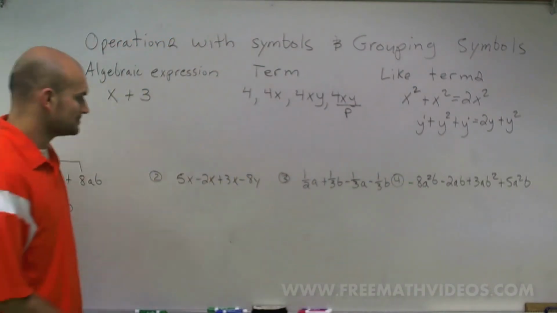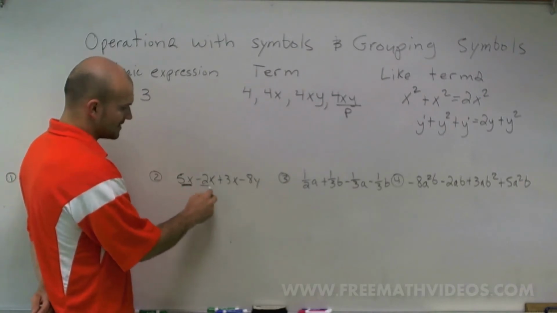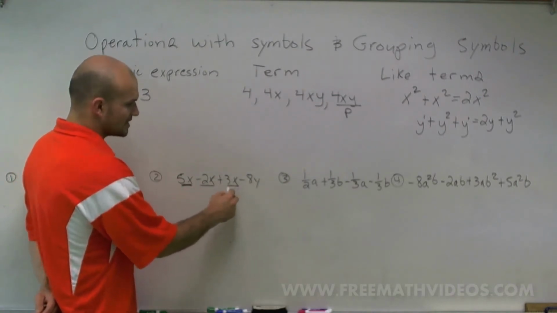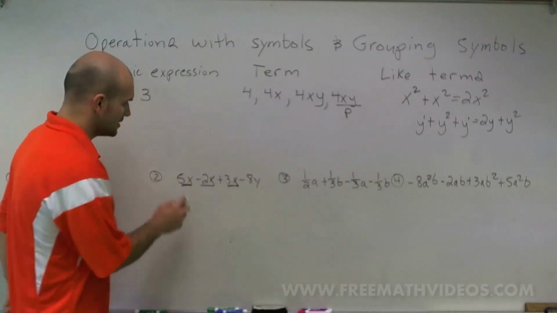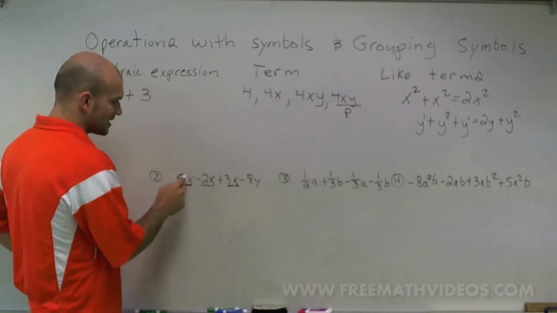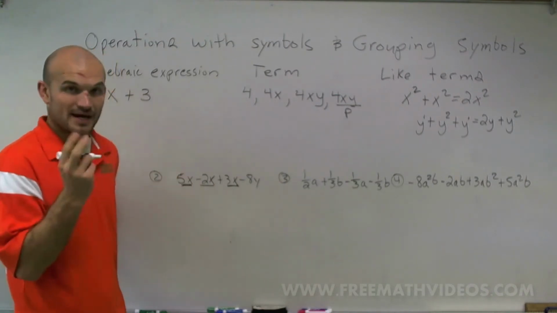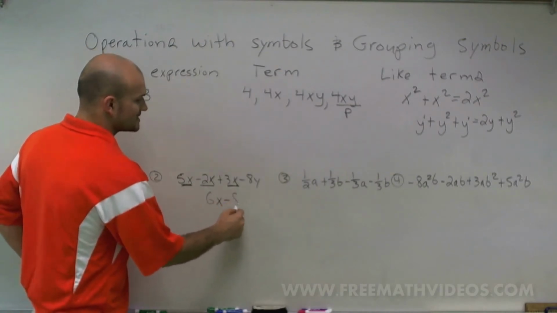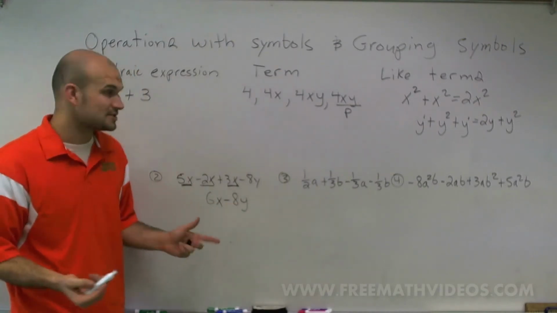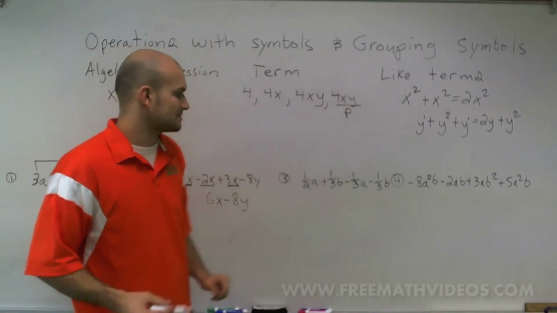For the next problem, if you notice, I have 3 like terms. I have a 5x, a negative 2x, and another 3x. So these are the only 3 terms that I can combine. So when I write this, I have 5x minus 2x is 3x. Add another 3x is going to give me 6x, minus 8y. Now I cannot combine these two because even though they're both terms, they're not like terms.